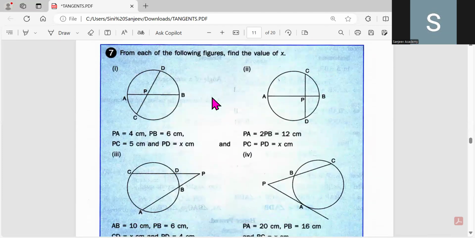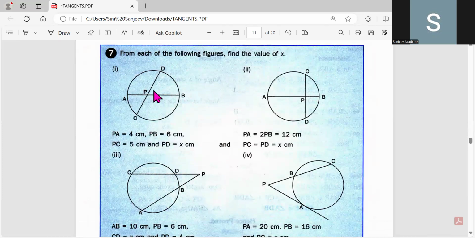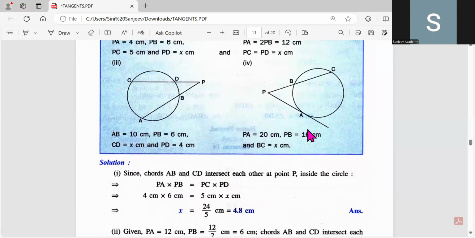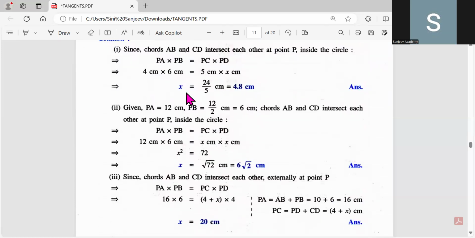So if I'm seeing this question, find the value of X. So PD is X. So we know that PA into PB is equal to PC into PD. If you do that, you'll get X. Same thing here also. PA into PB is equal to PC into PD. Internally is done. Correct? Externally here, PD into PC is equal to PB into PA. Correct? Yes. So once I do that, PD is 4. And PB is 6.